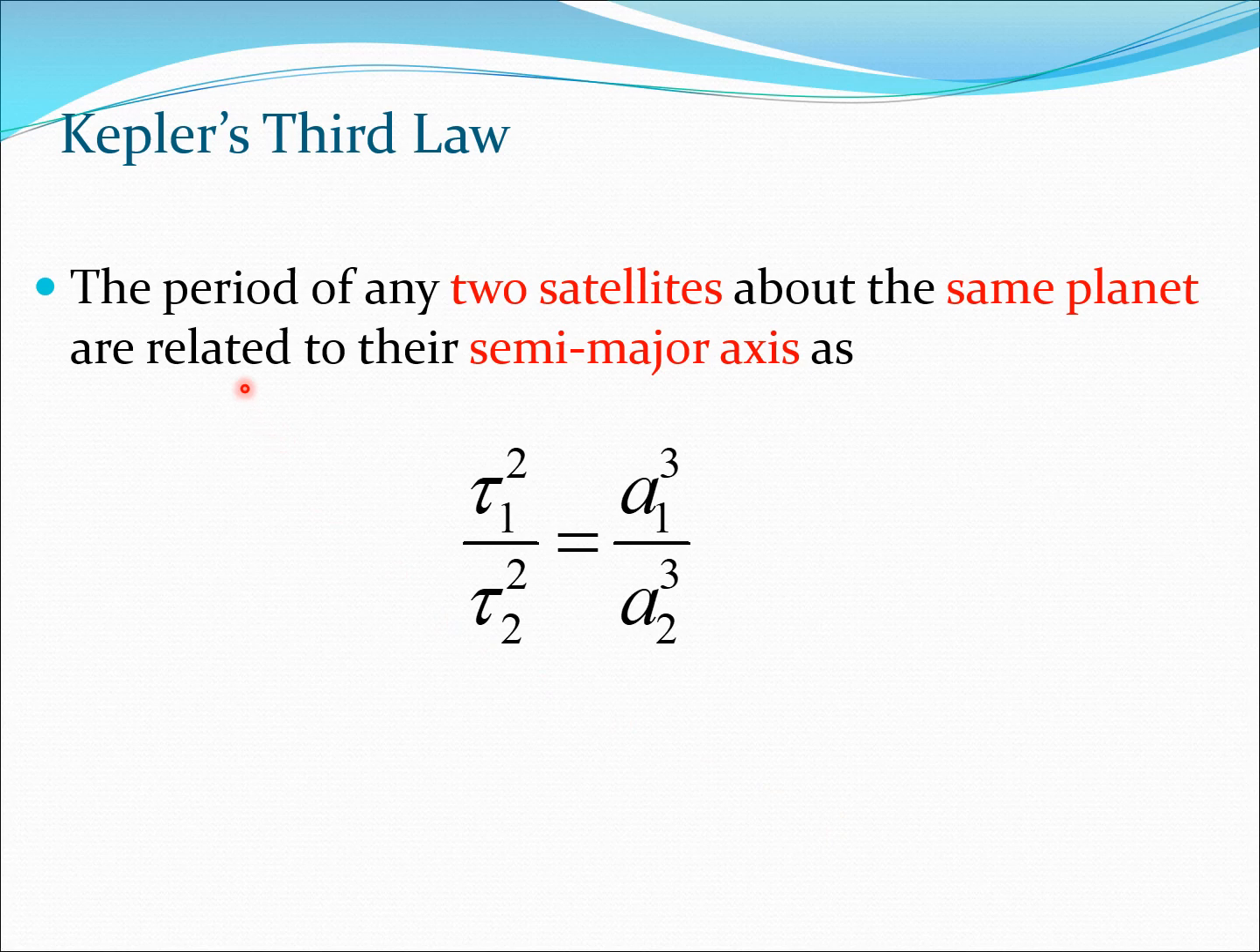Now let's look at Kepler's third law, which is the complicated one, and we need to prove this today. So we are going to derive this equation. What Kepler's third law says is that the periods of any two satellites about the same planet are related to their semi-major axes as tau 1 squared by tau 2 squared equals a1 cubed by a2 cubed. This is the equation here, and of course 1 and 2 refer to satellite number 1 and 2. Here tau represents the time period and a is the semi-major axis.